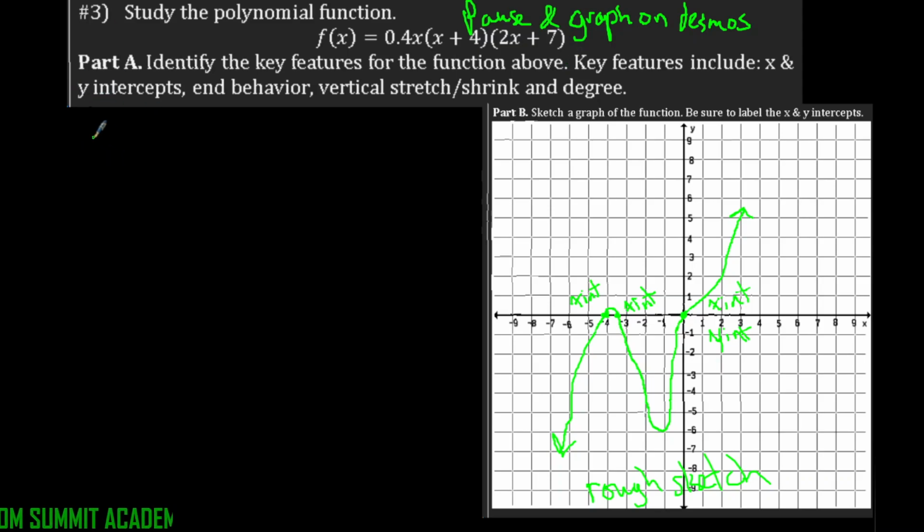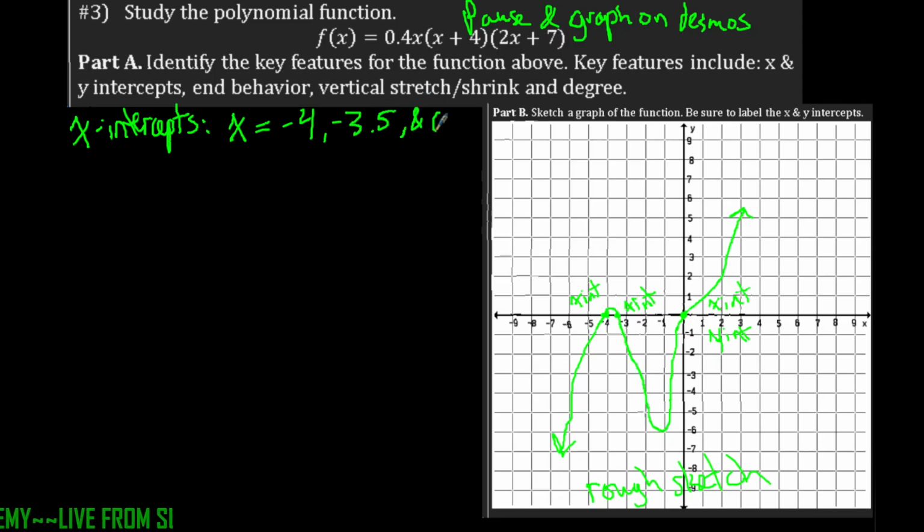We said we have x-intercepts, and we're going to say at x equals -4, -3.5, and 0. Then we could say we have y-intercepts, intercept singular, at y equals 0. So again, x-intercept is where y is equal to 0, y-intercept is where x is equal to 0. So make sure you're careful on this as well.